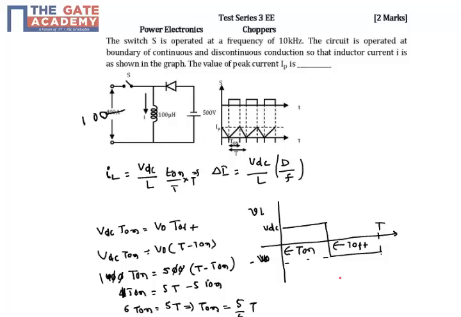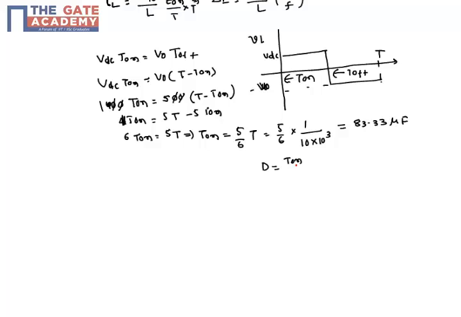T is nothing but the inverse of the given frequency, 10 kilohertz, right? So this is equal to 5 by 6 into 1 by 10 into 10 cube. If you simplify this, you will get a value of 83.33 microseconds. But what I want is the duty ratio only. So duty ratio is T on by T. And the total time is the inverse of 10 kilohertz, so 1 by 10k is nothing but 100 microseconds.